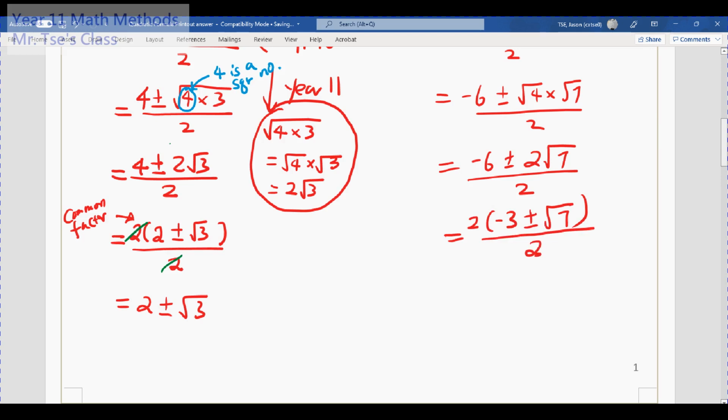All right, so is that okay? All right, and then you just cancel out that 2, and so that's the answer. Again, you see a non-square number 7 inside the square root sign, so that means you can't go further with this one.